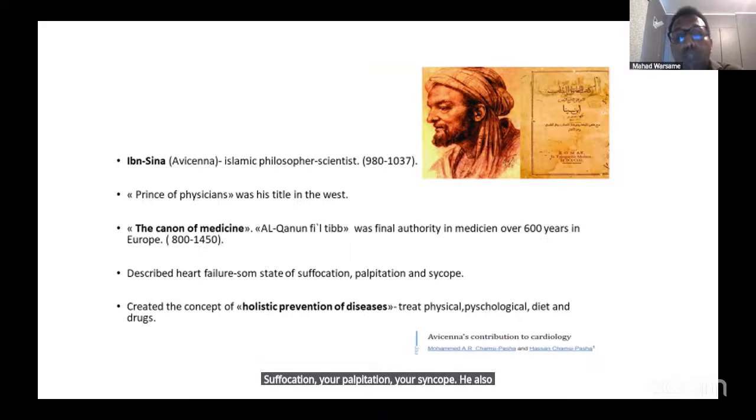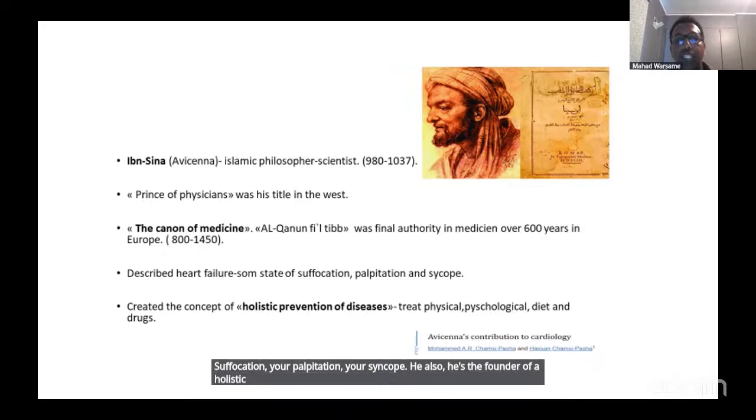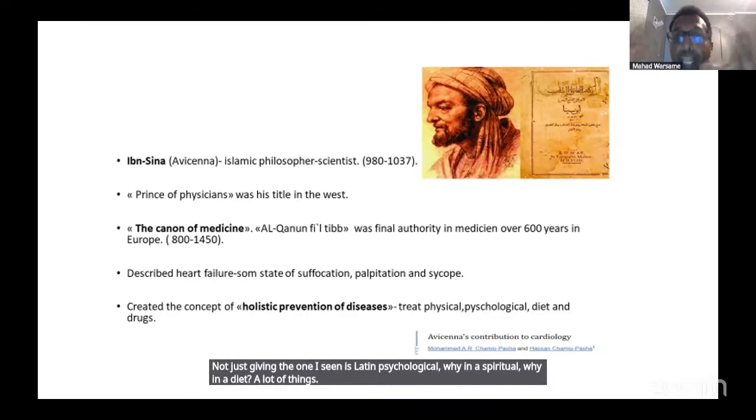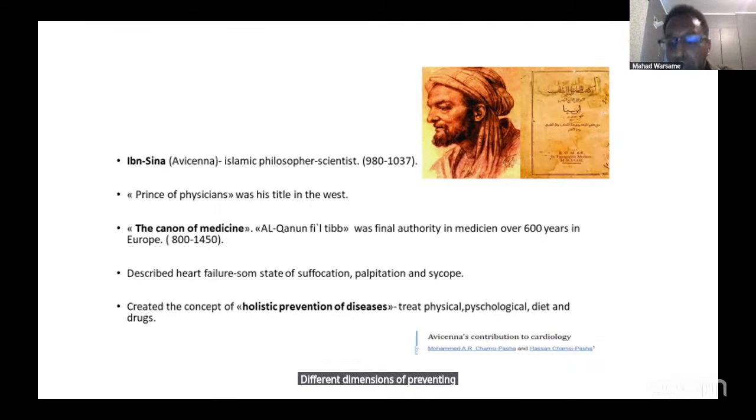He's the founder of holistic prevention of diseases, not just treating them. What I've seen is psychological, spiritual, diet, and a lot of different dimensions of preventing diseases. This is just to let you know.